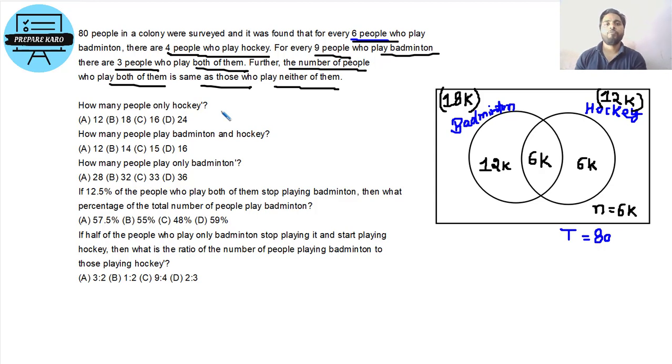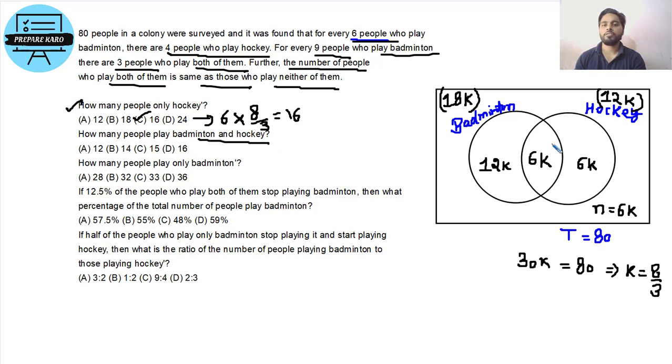Now, after this, if you add all these numbers, so 12k plus 6k plus 6k plus 6k, so 6 is 18 plus 12 is 30k. 30k is 80. Now you have 30k is equal to 80, can I say k is equal to 8 by 3? Now, question 1 says, how many people like only hockey? Only hockey is 6k. So 6 into 8 by 3, which is 16. So option C. How many people play badminton and hockey?